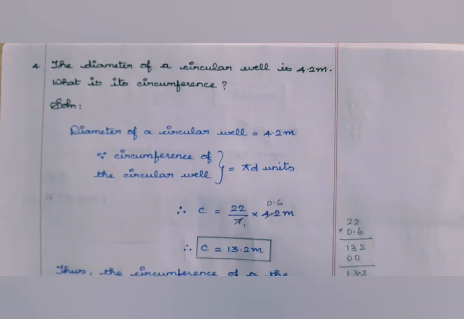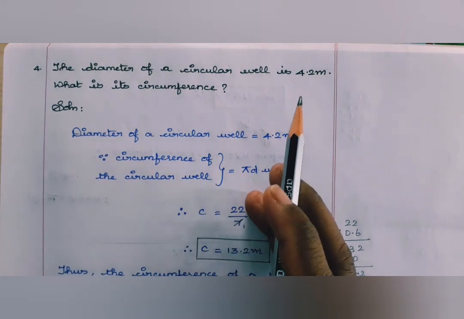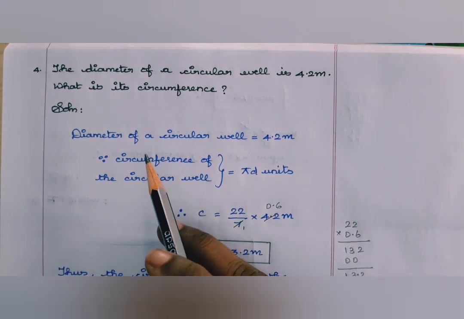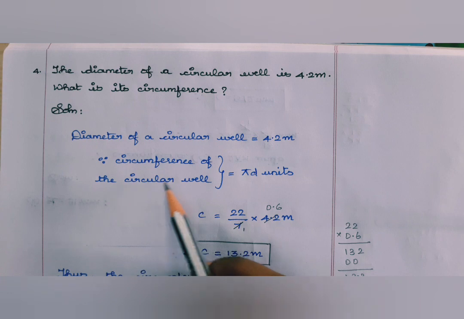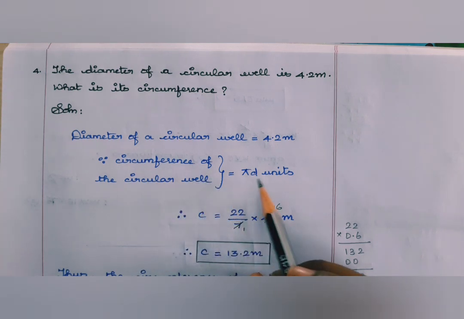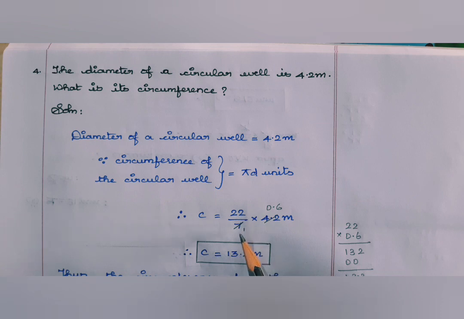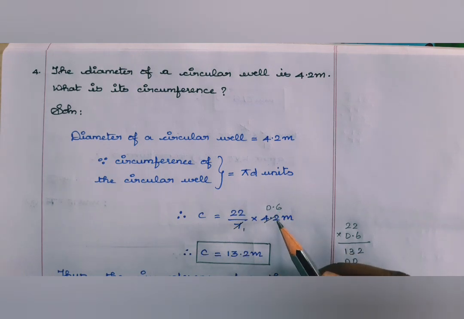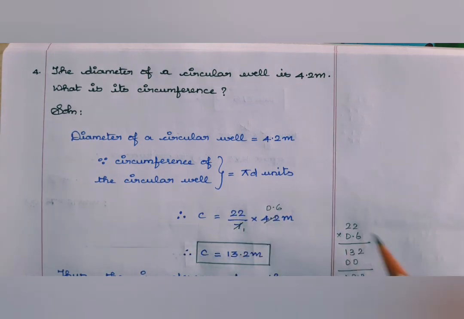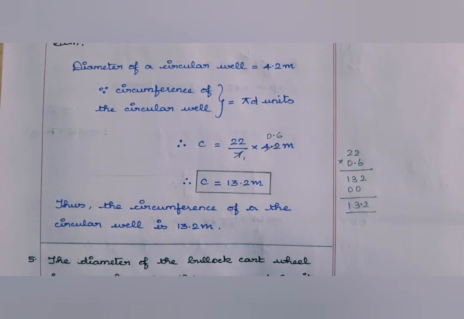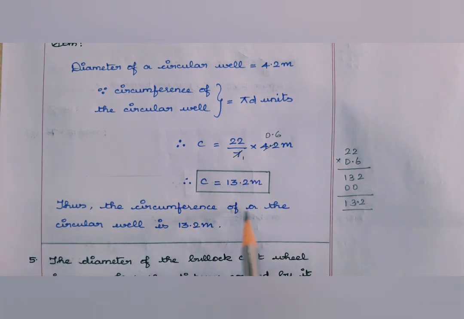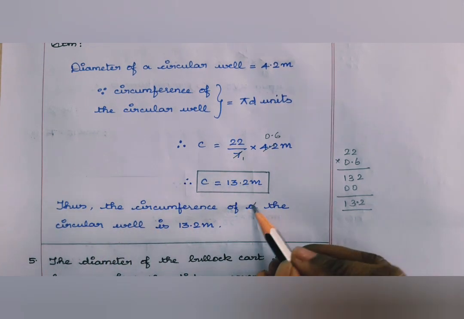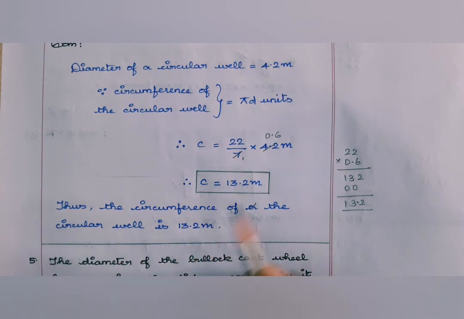Clear? Yes. Fourth question, the diameter of the circular well is 4.2 meter. What is its circumference? Solution, diameter of the circular well is 4.2 meter. Since we know the circumference of the circular well is pi d units, C is equal to 22 by 7 into 4.2 meter. Okay, 1 7 is 7. 0.6 into 7 gives you 4.2. So 22 into 0.6 gives you 13.2. Therefore, the circumference of the circular well is 13.2 meter.